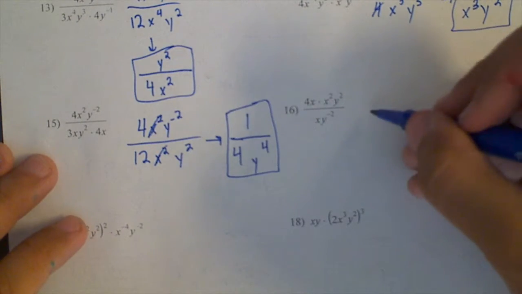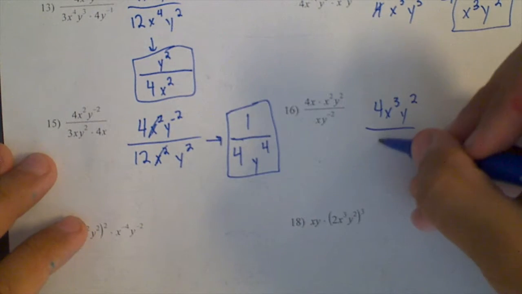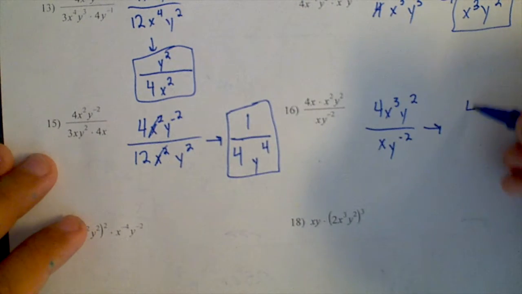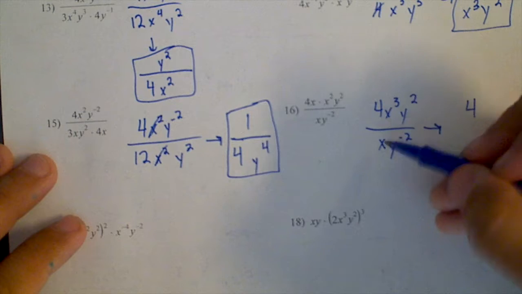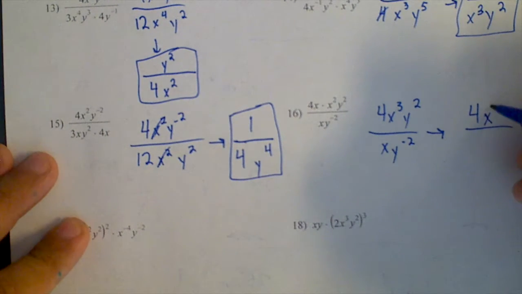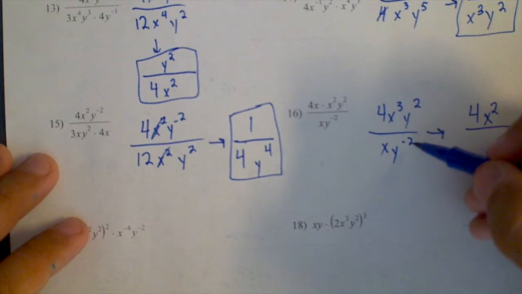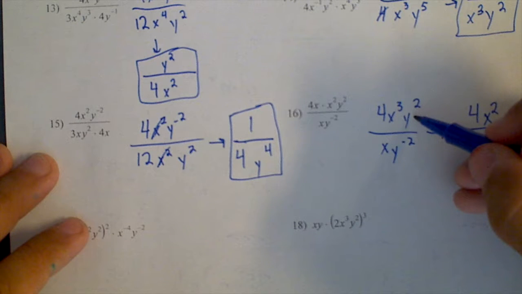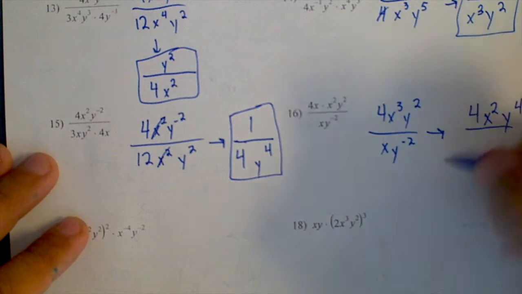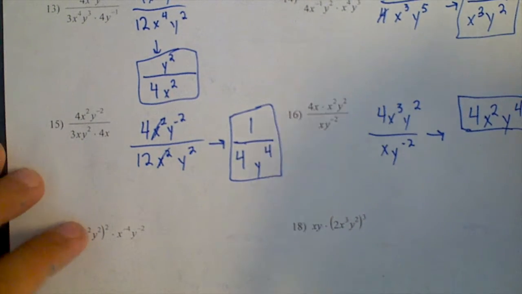16, let's simplify the top. 4x cubed y squared, bottom stays the same. Okay, 4 doesn't change. I have 3 x's on top, 1 on bottom. So keep the base, subtract the exponents, that's x squared. Notice I had y squared on top, y to the negative second on bottom. Those are going to move to the top and become positive. So that's a total of 4. Nothing left on bottom, so I don't need that. Just 4x squared y to the 4th.